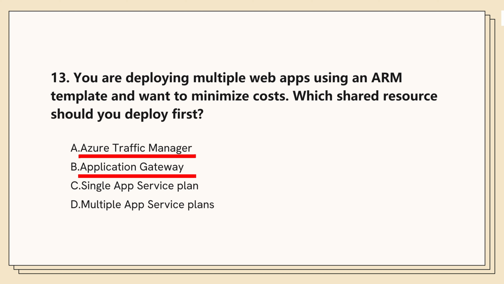The correct answer is: a single App Service plan allows multiple web apps to share the same resources, significantly reducing costs by avoiding the need for separate plans for each app. Deploying multiple plans would increase costs, as each App Service plan incurs its own set of resource and cost requirements.